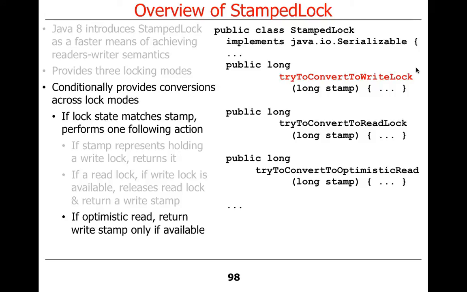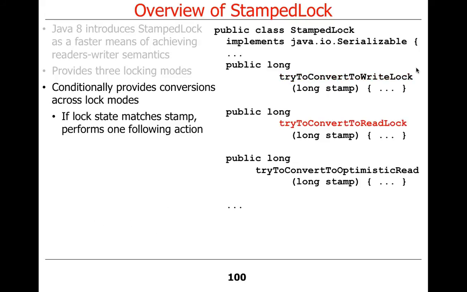If it's an optimistic read, then return the write stamp only if it's available. So again, turn it into a write stamp if there's nobody else using the write stamp. Otherwise, fail. And if none of these other things hold, return a 0, which means I couldn't convert to a write lock. So that's upgrading. Now, of course, if you're already a write lock, it's not upgrading. It's just returning that you're a write lock. And you'll see how that gets used in our idiom here in a minute.